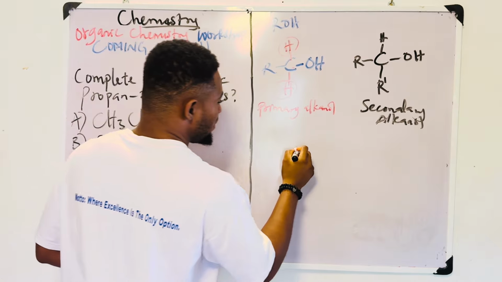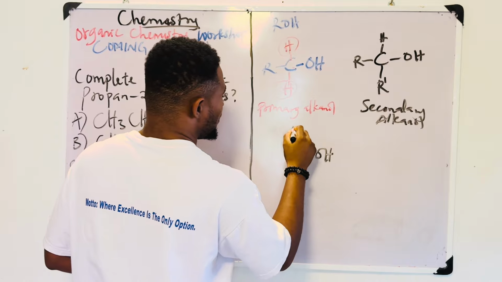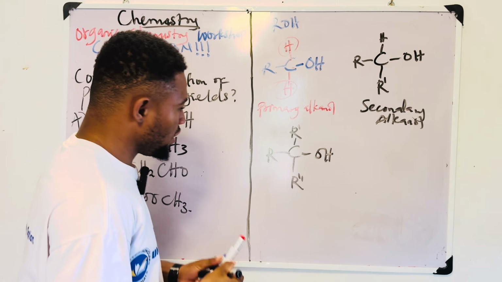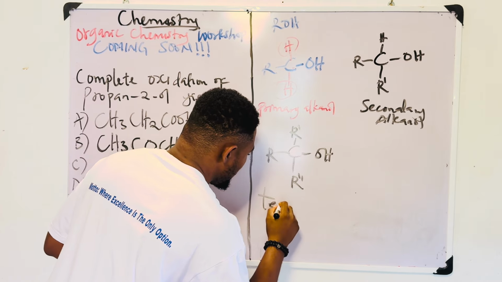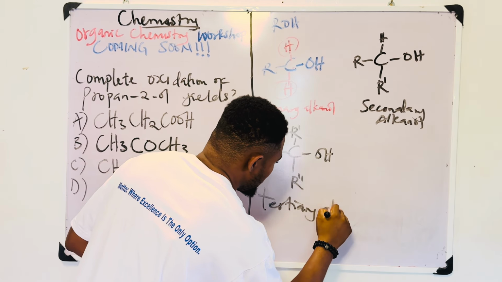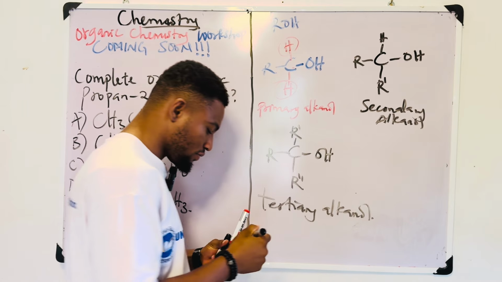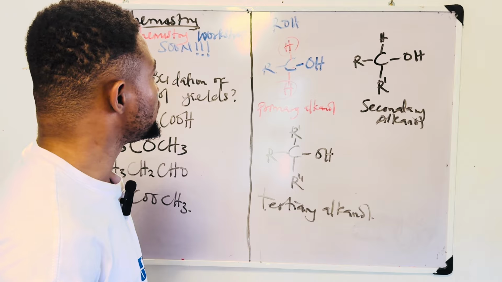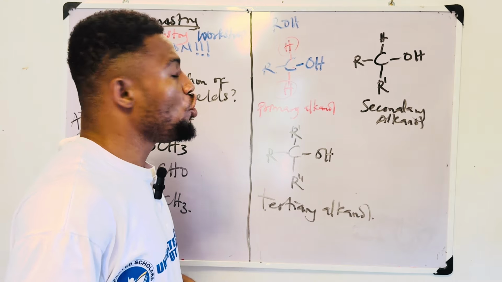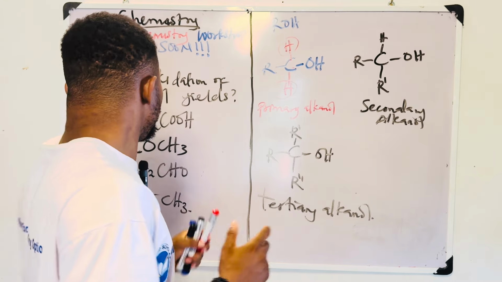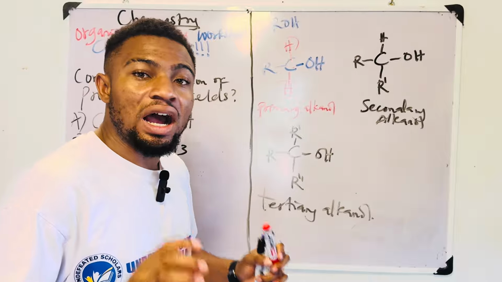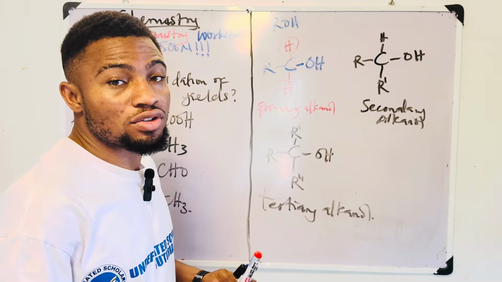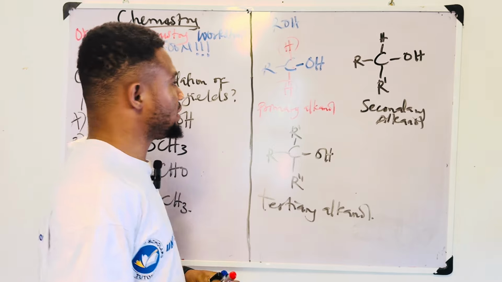Then the last one is this tertiary alkanol. Now, there's something you should know. Oxidation of this will give us alkanal. That's partial oxidation, while complete oxidation will give us alkanoic acid.